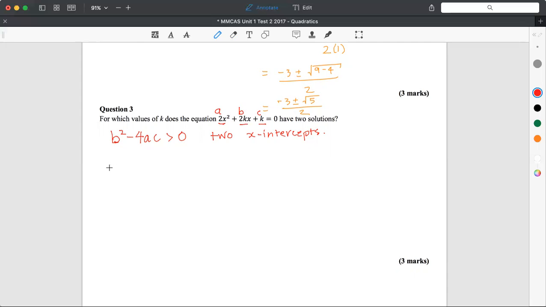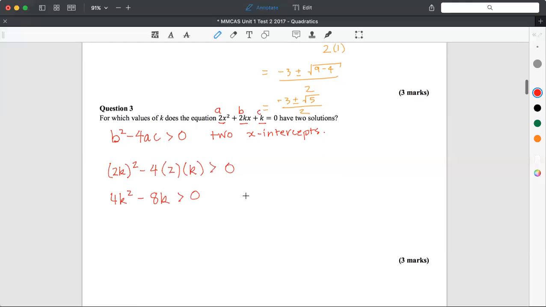Well, b is 2k, so let's put that in. So it's going to be (2k) squared minus 4 times a, well, that's 2, and c, which is k. And that all has to be greater than 0. So (2k) squared is 4k squared, minus 4 times 2 times k is minus 8k. And all of that has to be greater than 0.